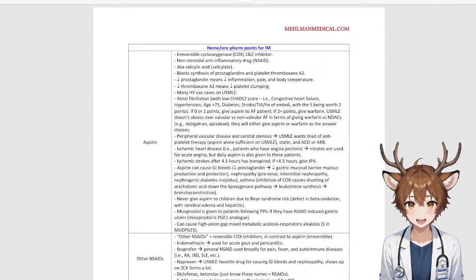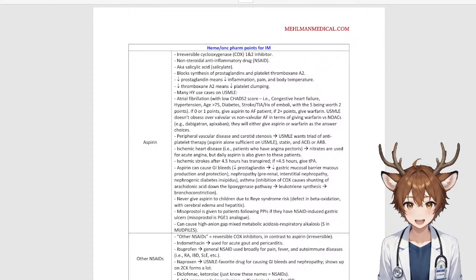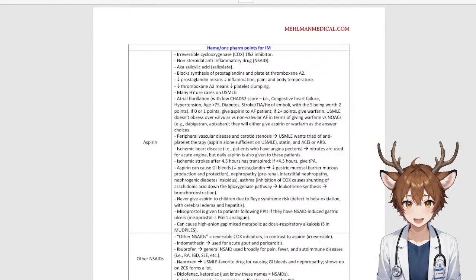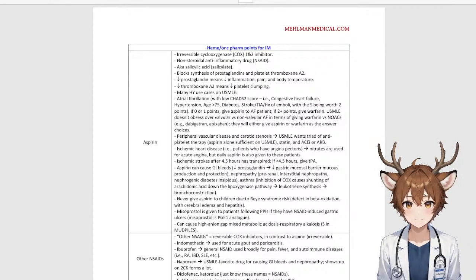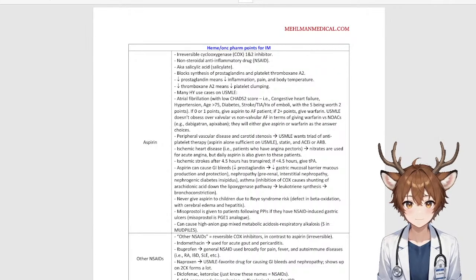Peripheral vascular disease and carotid stenosis means USMLE wants a triad of antiplatelet therapy, aspirin alone sufficient on USMLE, statin, and ACE inhibitors are A or B. Ischemic heart disease, i.e. patients who have angina pectoris, what you do is nitrates are used for acute angina, but daily aspirin is also given for these patients.